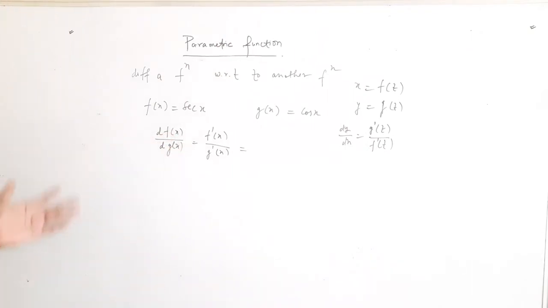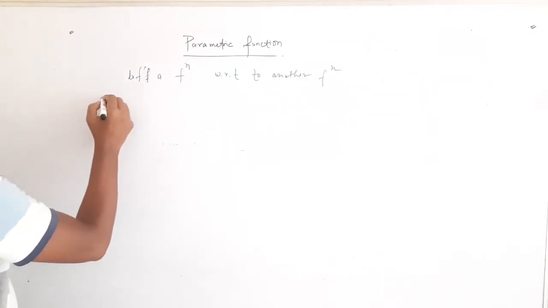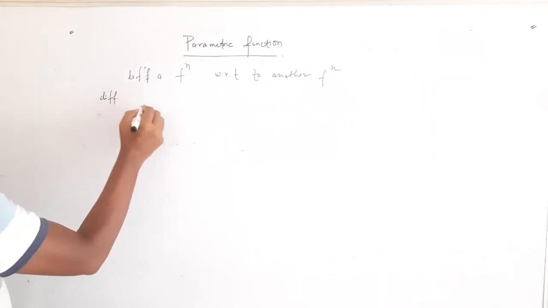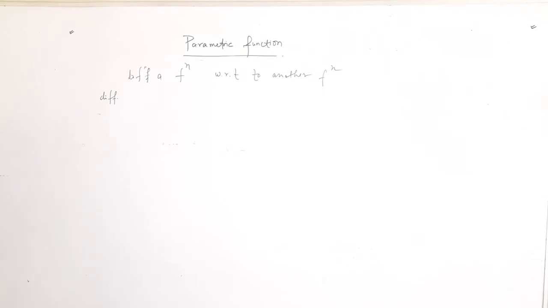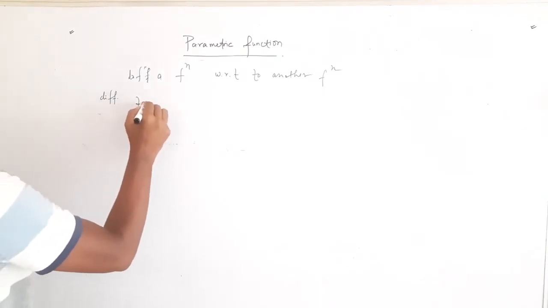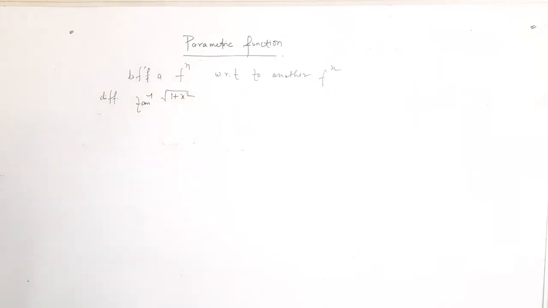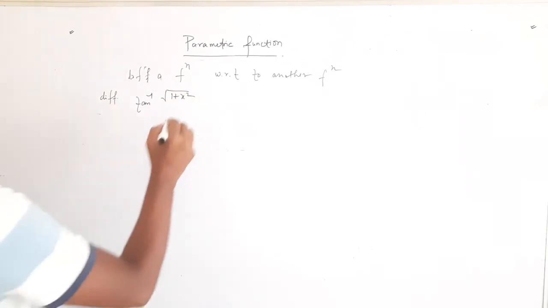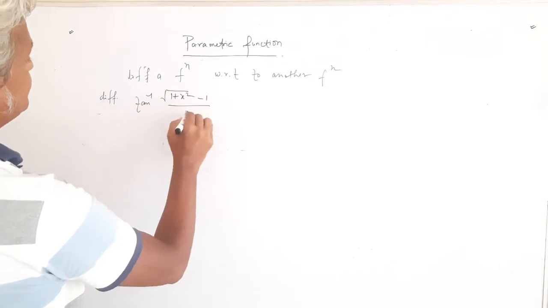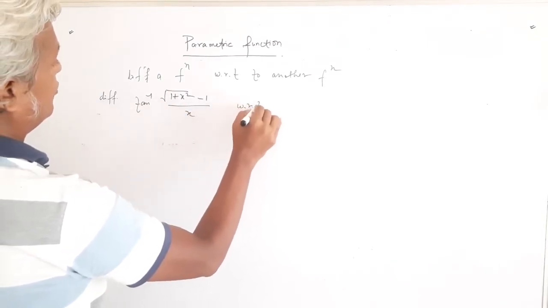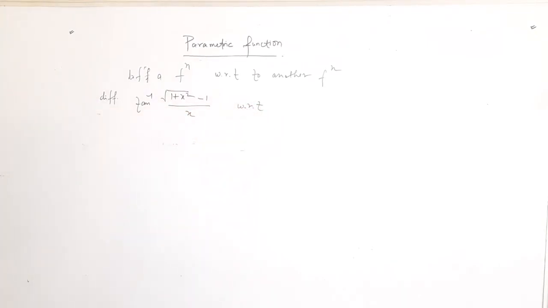Now I take another example just to make this idea clearer. The question goes like this: differentiate tan inverse of (square root of 1 plus x square minus 1) over x with respect to tan inverse x.